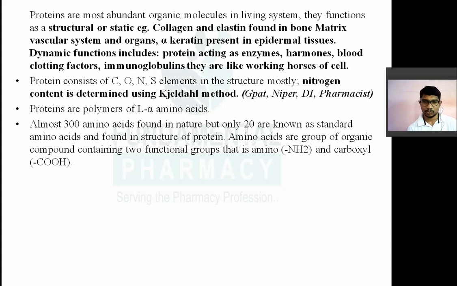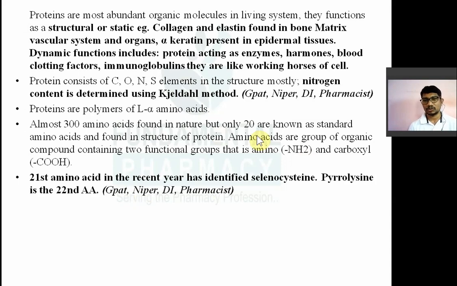First one is the amino group, that is NH2, and second one is a carboxylic group, that is COOH. So amino acids, as I have told you, there are only 20 standard amino acids. Recently the 21st amino acid also has been identified by scientists. So that is known as selenocysteine.